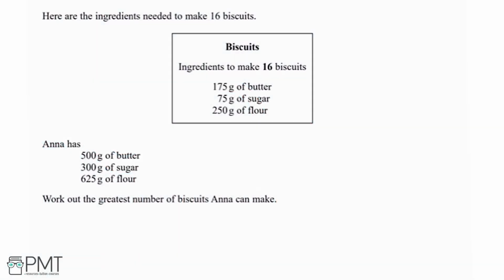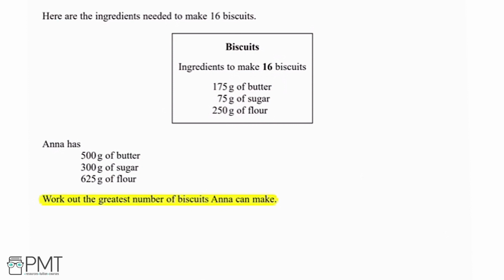Here are the ingredients needed to make 16 biscuits. Anna has 500 grams of butter, 300 grams of sugar, and 625 grams of flour. We need to work out the greatest number of biscuits that Anna can make. Okay, so this is what we need to do to make 16 biscuits. So to make 16 biscuits, we need 175 grams of butter, 75 grams of sugar, and 250 grams of flour.